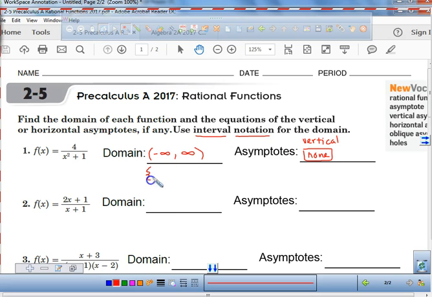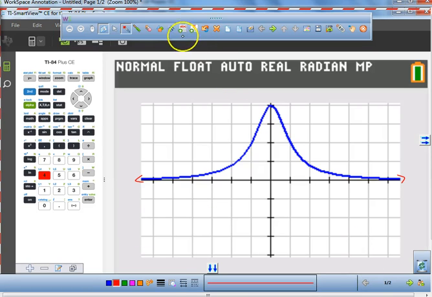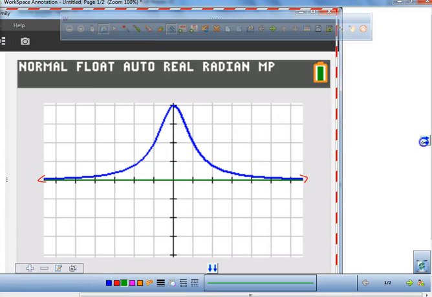If it was in set builder notation, you'd write the set of all x values such that x is simply an element of the real number system. That's all real numbers right there. Now, for asymptotes, there are no vertical asymptotes, but there is a horizontal asymptote right here. This graph never crosses over.